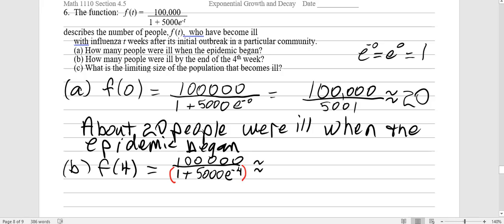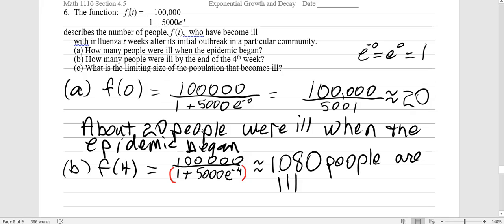So by the end of week 4, we've got approximately 1,080 people that are sick. So 1,080 people are ill by the end of the 4th week.